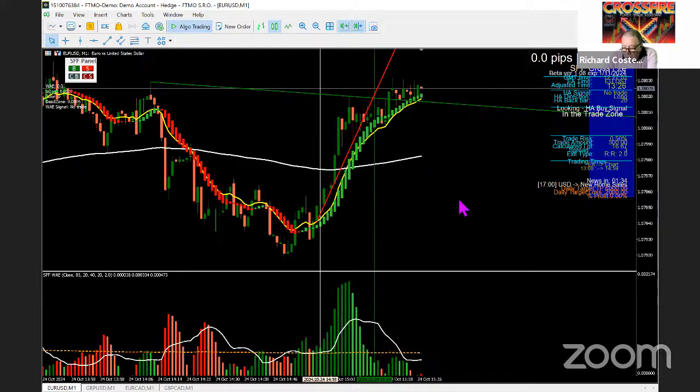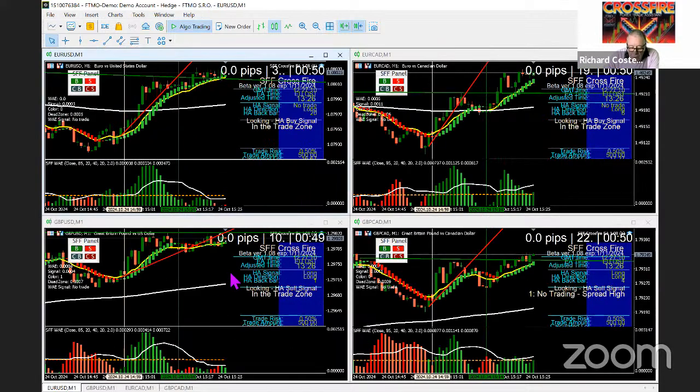So I think I've covered everything on that screen. What we need to do is look at other pairs and go through the process of trying to draw some reasonable trend lines. I'll go to GBP USD. I'm just looking at what the spread is on these other two pairs.